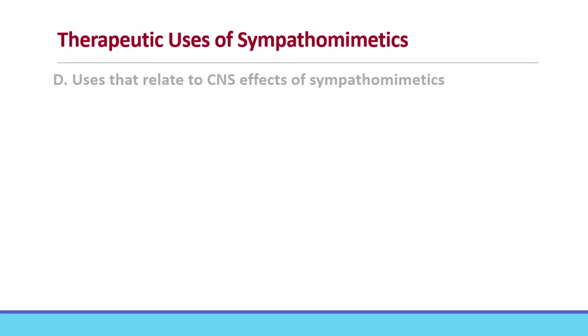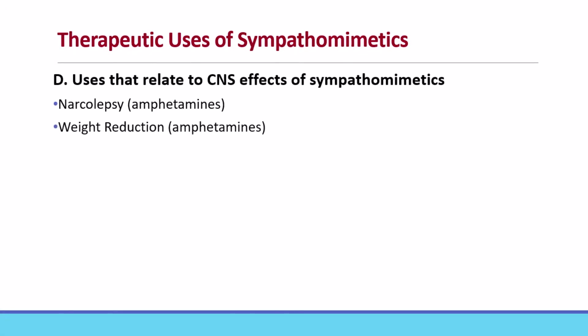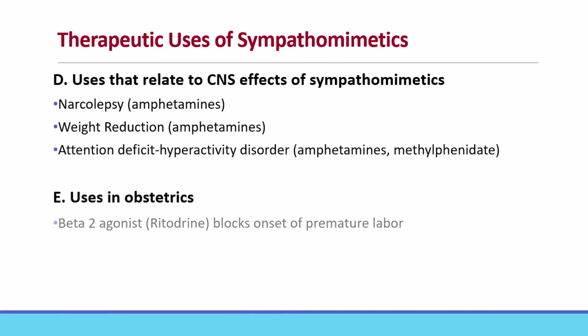The central effects of sympathomimetics extend into neurology and psychiatry, where they are used to enhance alertness and attention. In obstetrics, selective beta-2 agonists can delay premature labor by relaxing uterine smooth muscle. These applications highlight the broad reach of sympathetic pharmacology.